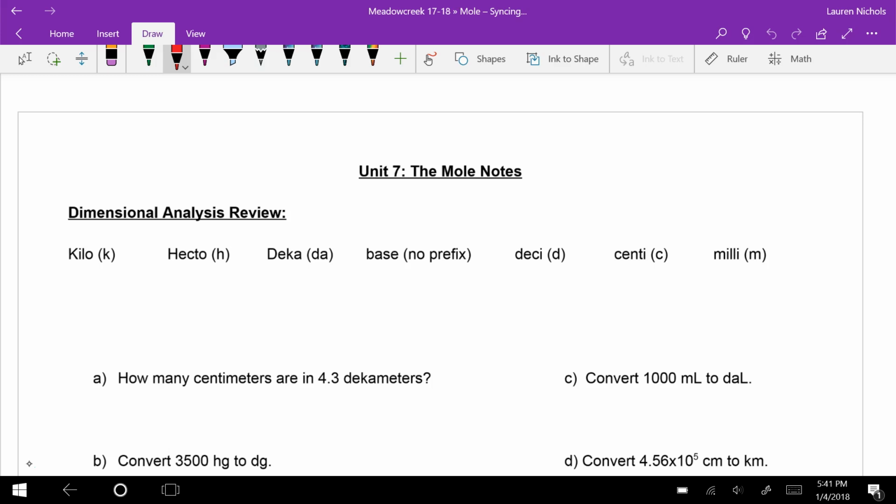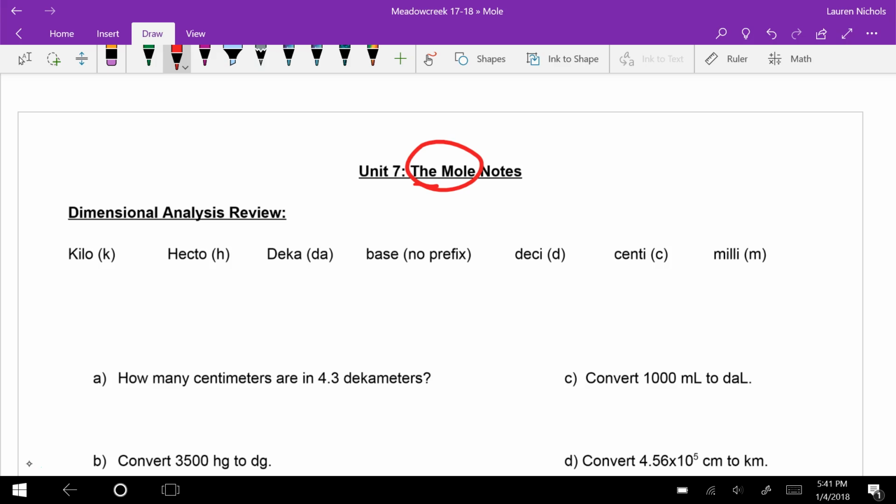But what we want to do is we're going ahead and starting our first unit of the semester about the mole. And you might be wondering, are you talking about one of those furry little animals that's in the ground? And I'm not. The mole is another unit of measurement that chemists use. But before we get to that, we want to go through a dimensional analysis review. We learned about it last semester when we were doing metric conversions, and we're going to be doing it a lot over the next semester.